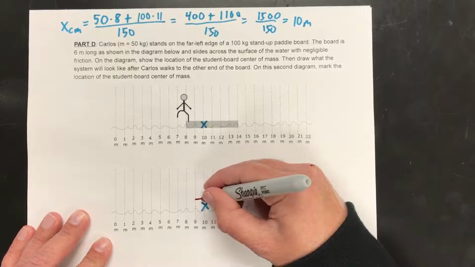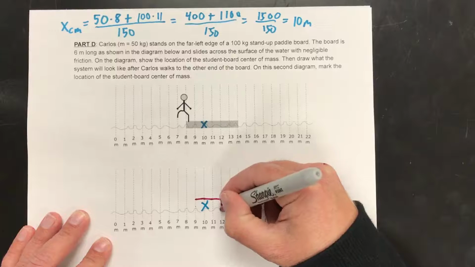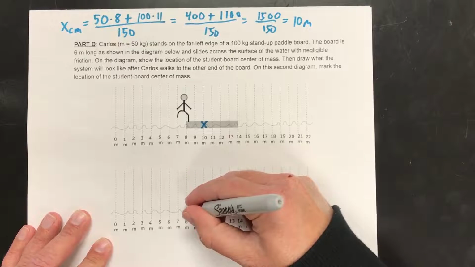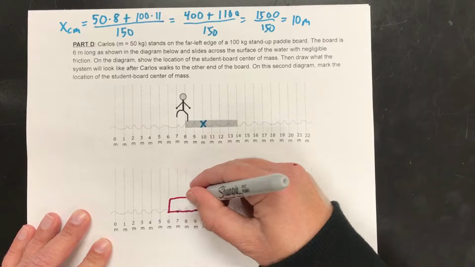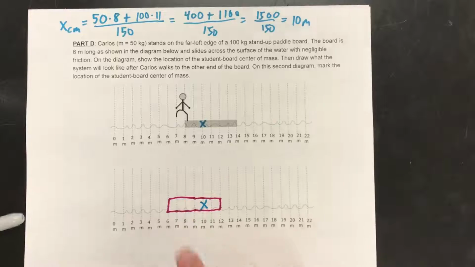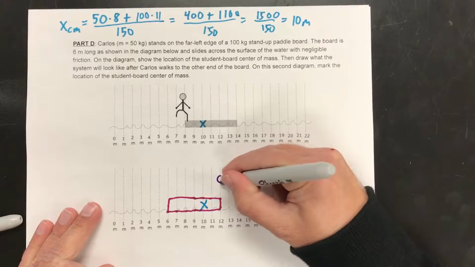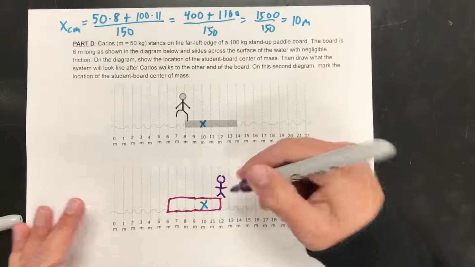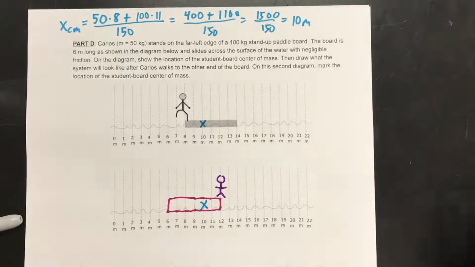So the board, 1, 2, 3 this way, and then 1, 2, 3 this way. So there's my 6 meter board right there. So the center of the board is now at the 9 meter mark. And then we'll draw Carlos, he's at the other end. So he's standing here, he's at the 12 meter mark.